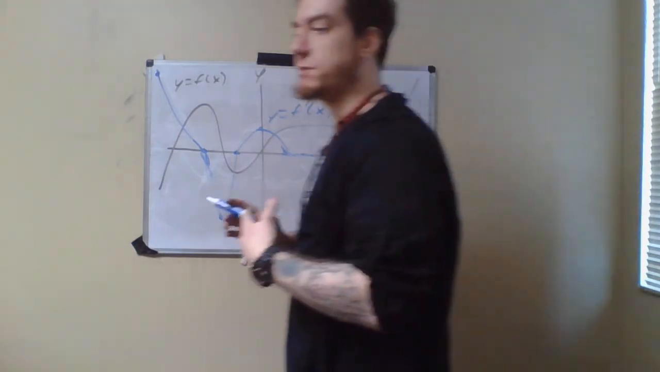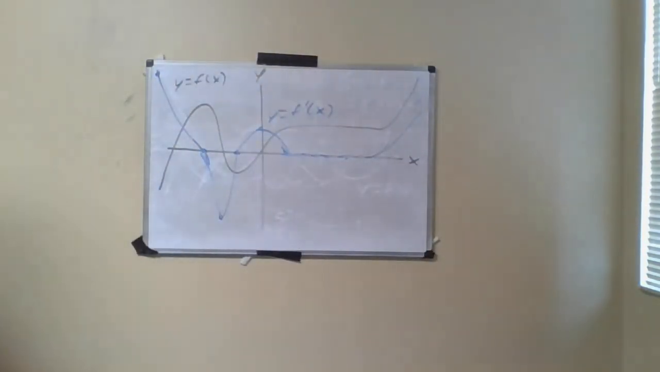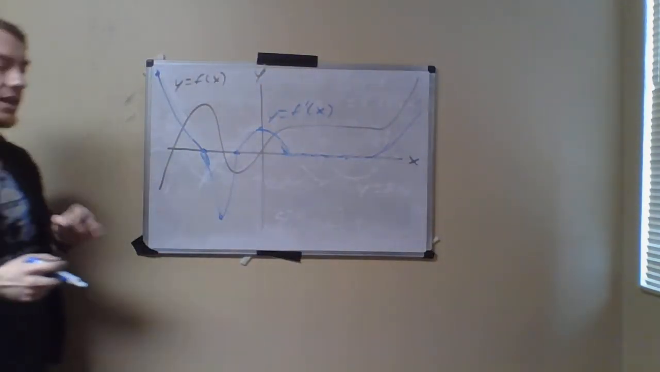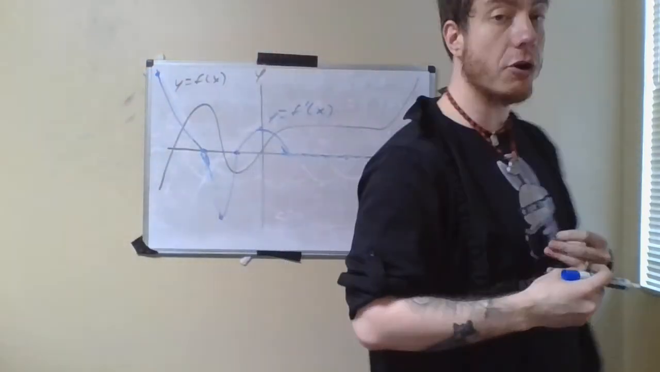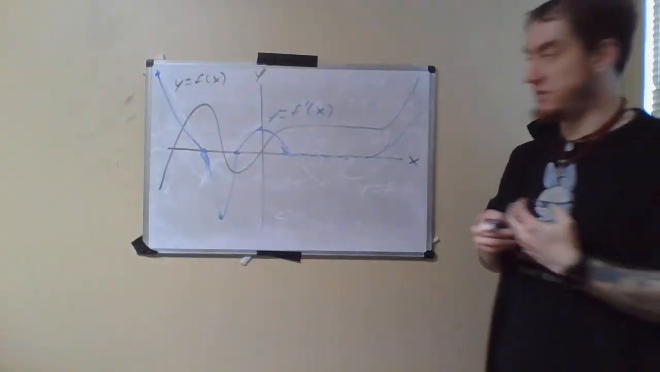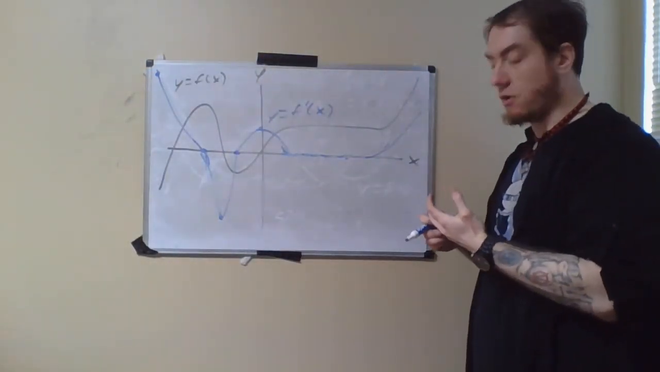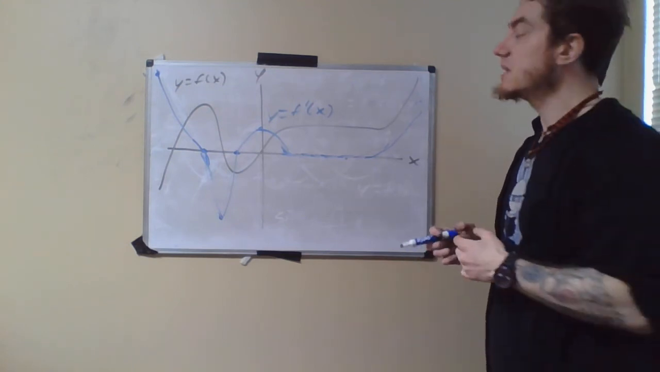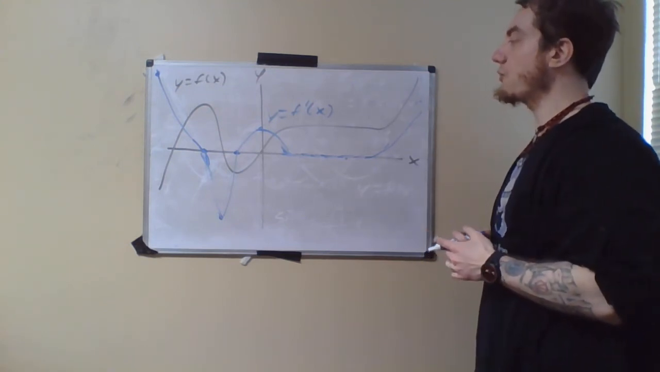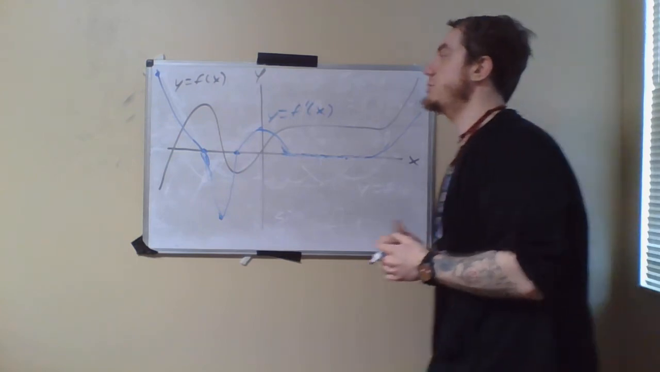Now, you might wonder if it's possible to go in the other direction, and the answer is, yeah, it kind of is. We'll talk about that more later when we talk about antiderivatives. But if you look at the sketch of a derivative of a function, you can kind of guess the overall shape of the original function.